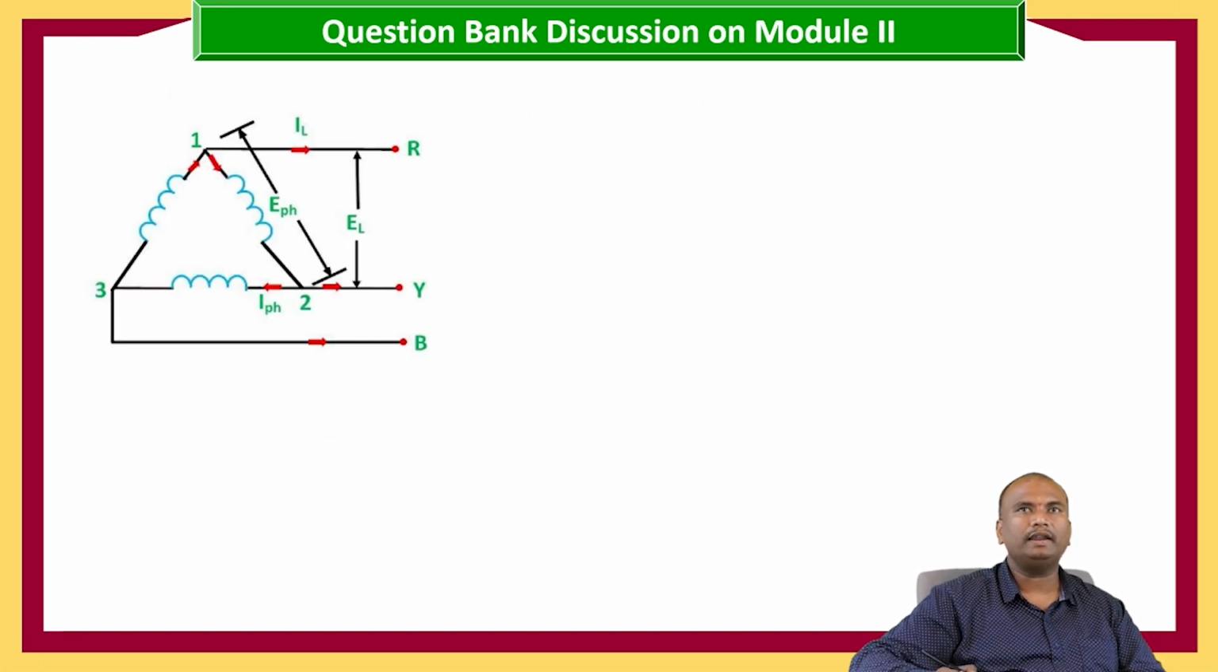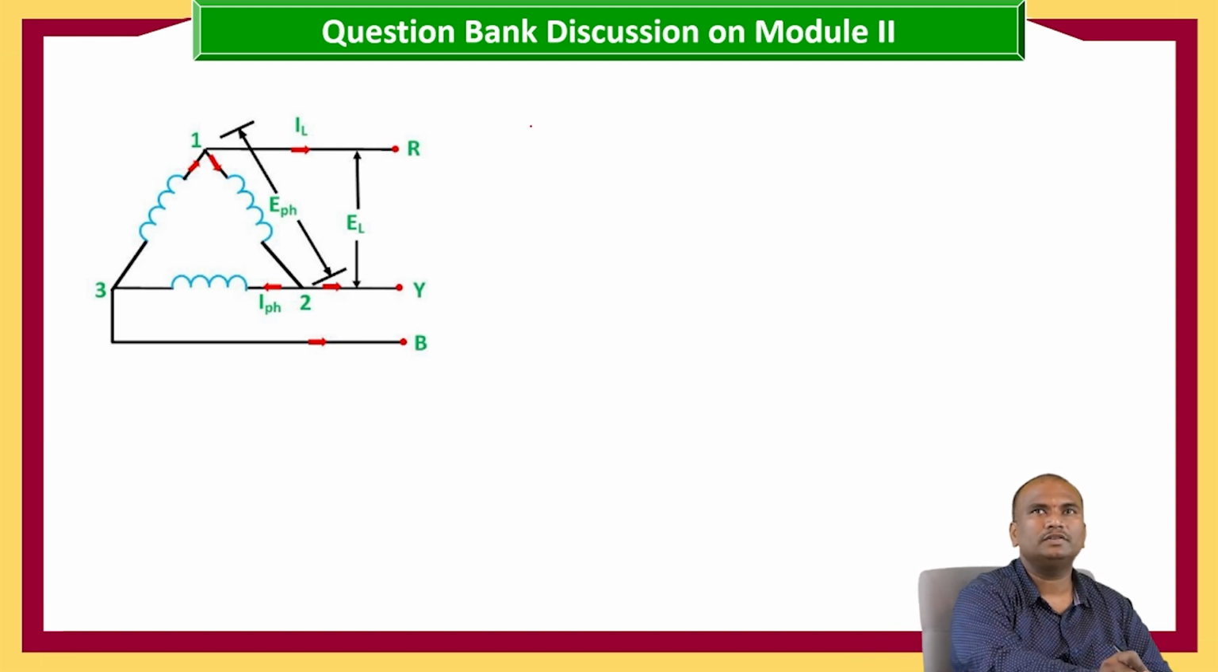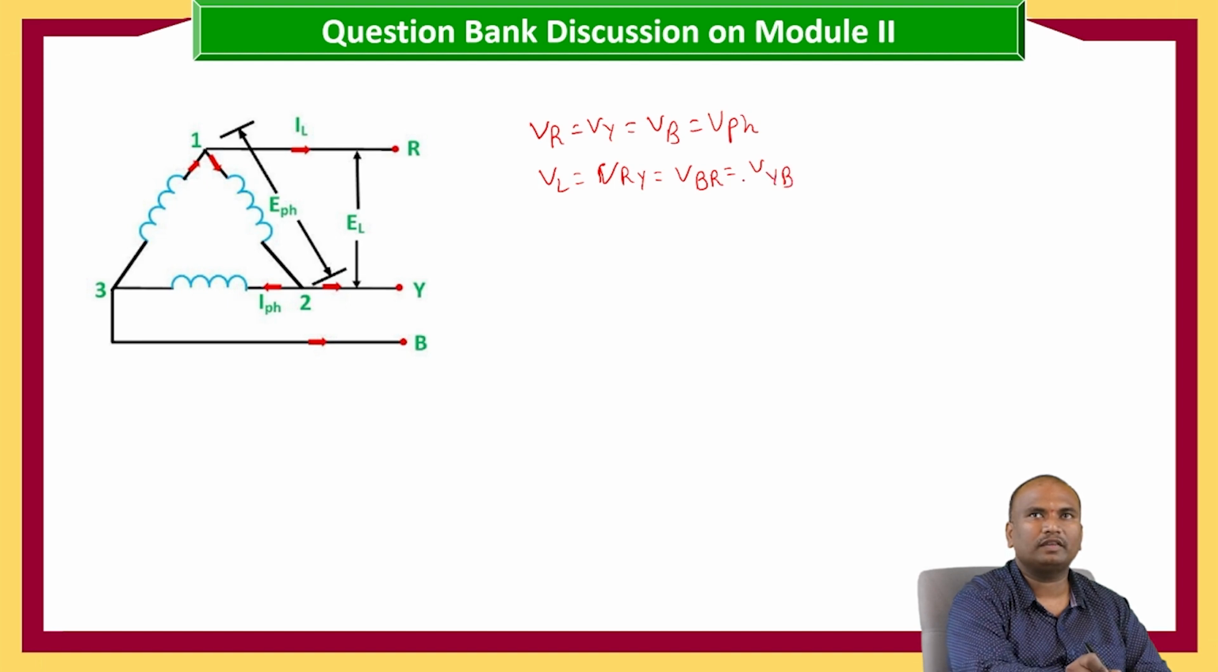Now when we go with the delta connected system, here also VR, VY, VB. Here there is no neutral, and it is equal to V phase. And V line is between VRY or VBR or VYB, between the lines. But here VRY is nothing but VR, because it is across each phase. So here the line voltage is equal to the phase voltage.